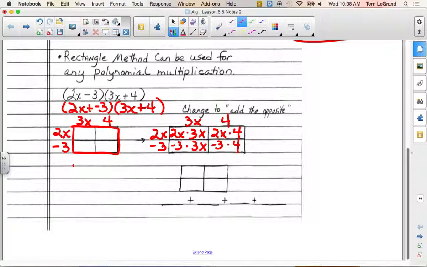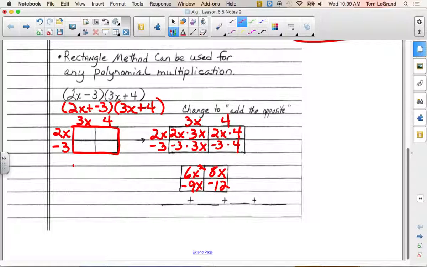So again, you're not going to have to show this many rectangles, but in our notes, let's just have them so we can see where it's all coming from. What step is this in FOIL? F. What step is that in FOIL? O. I. L. It's really the same thing, isn't it? So what does 2x times 3x become? What's the area of the first? 6x squared. What's the area of the next rectangle beside it? 8x. And the area of the rectangle below, what's its area? Negative 9x. And the last one, negative 12.